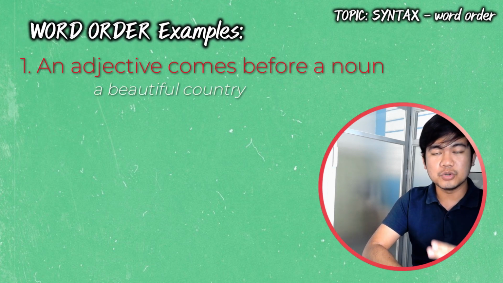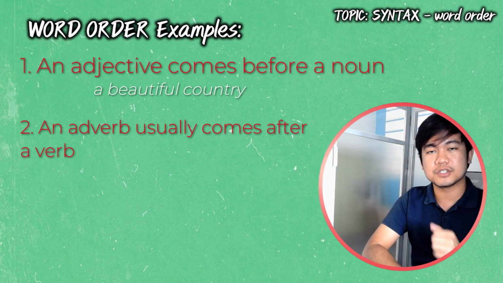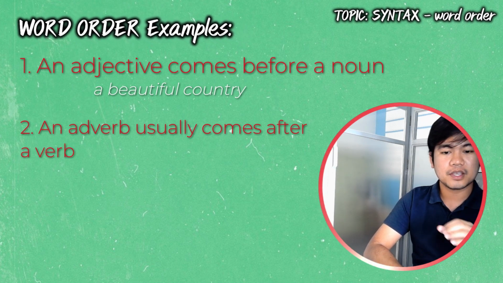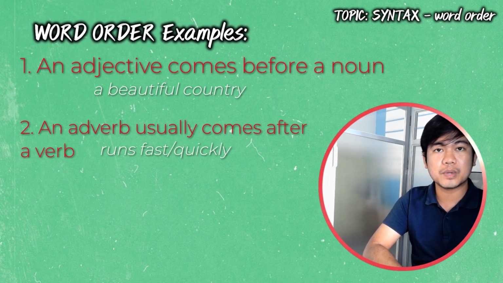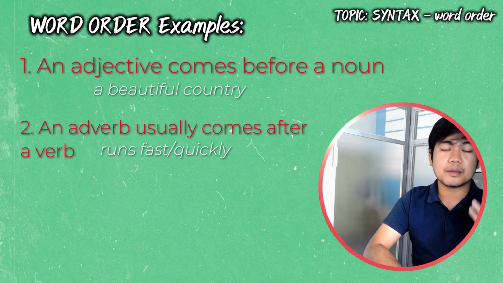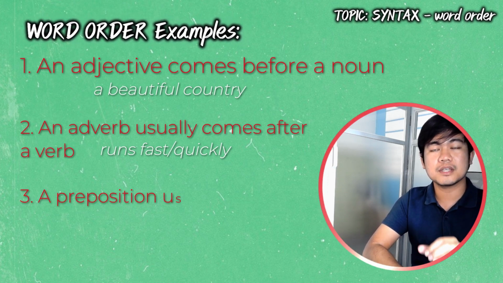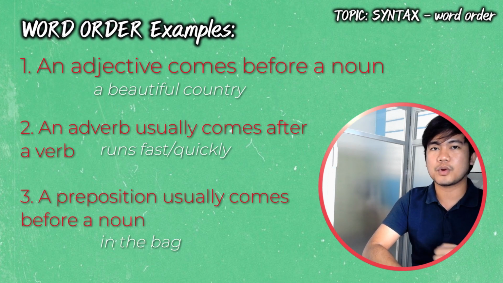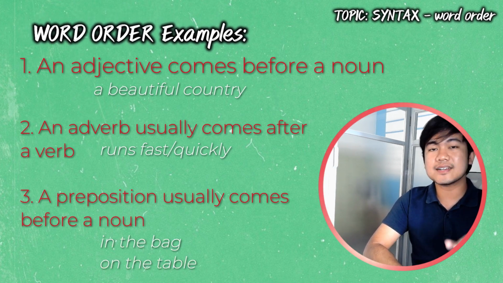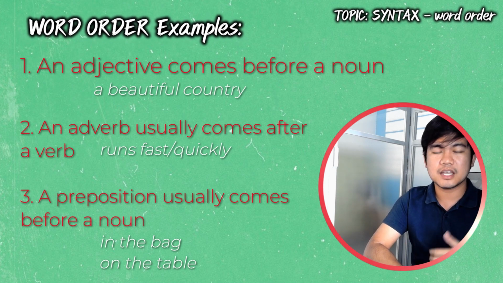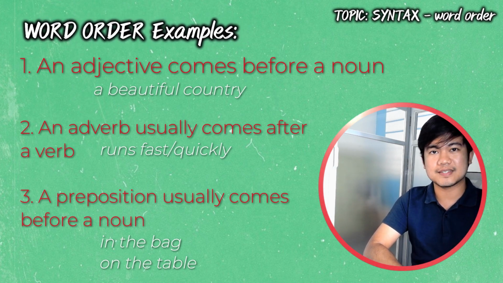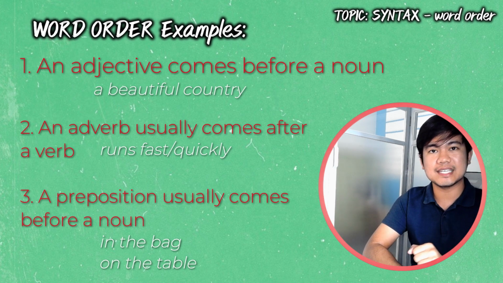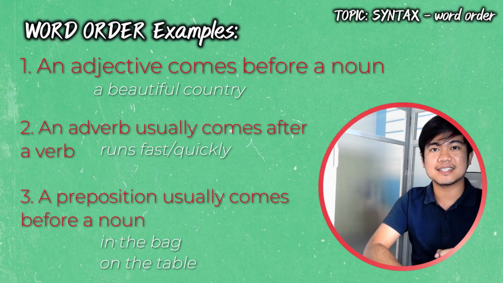An adverb usually comes after a verb. For example, runs fast or runs quickly. Next, a preposition usually comes before a noun. For example, in the bag or on the table. These are just basic examples of what word order is. At least you now have an idea of what syntax is.